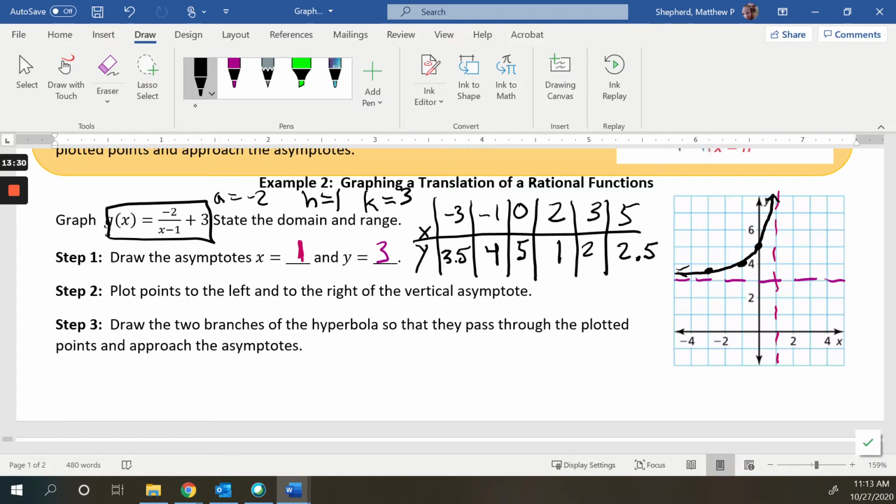Then at 2, we should be at 1. 3 would be at 2. At 5, we'd be at 2.5. And once again, I can see what kind of shape is going to be coming out of those points. Okay, so that was step 3. We drew the 2 branches of the hyperbola so that they passed through the plotted points and approached our asymptotes.